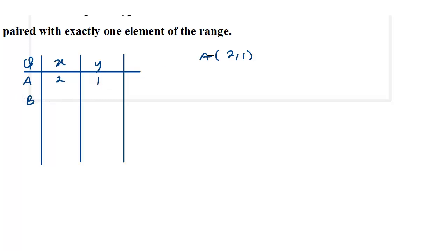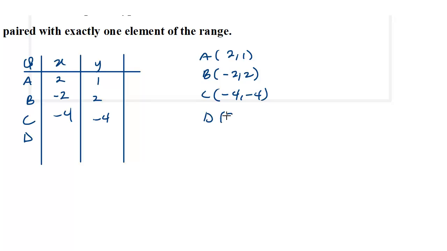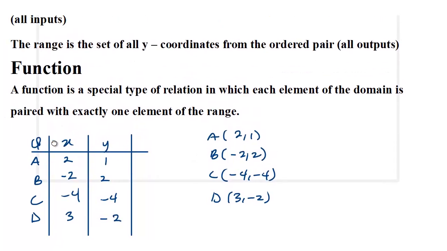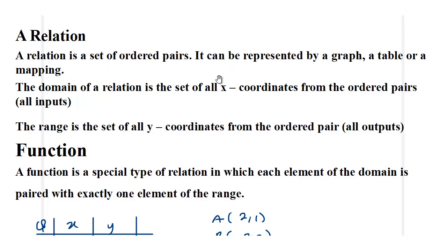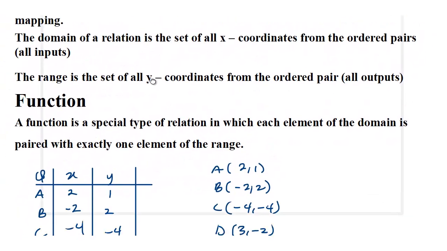Then for B, in this case we have minus 2 comma 2. So when x is equal to minus 2, y is equal to 2. Then for C we have minus 4 comma minus 4, that implies that when x is minus 4, y is minus 4. Then D, we have 3 comma minus 2. When x is equal to 3, y is equal to minus 2. So what I'm having here is a relation, because it has been represented in a table.